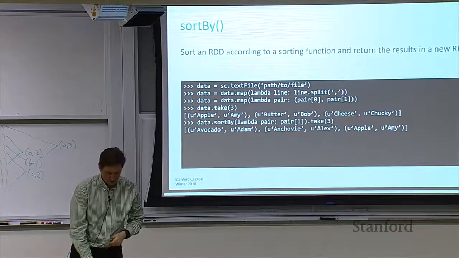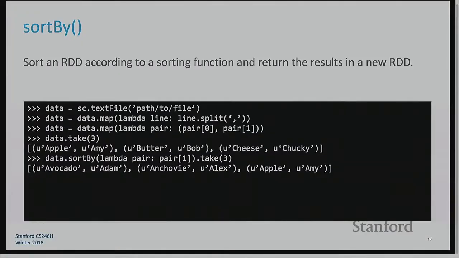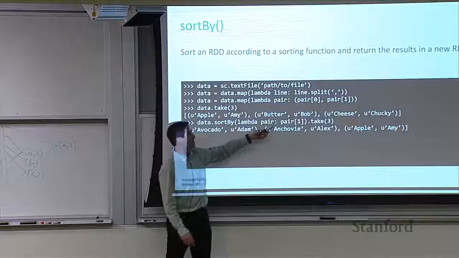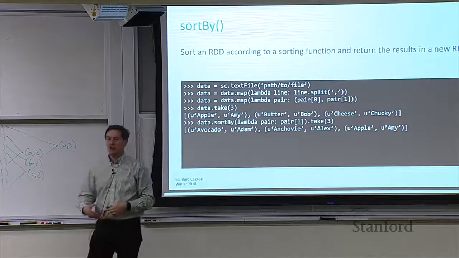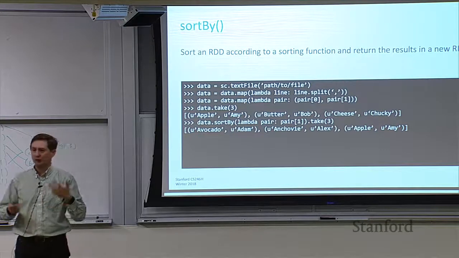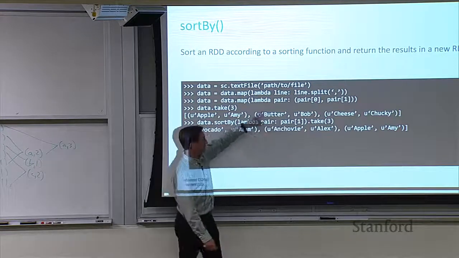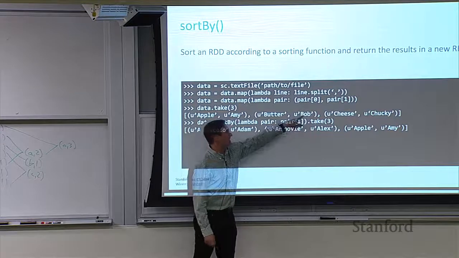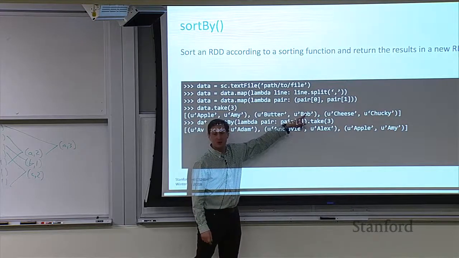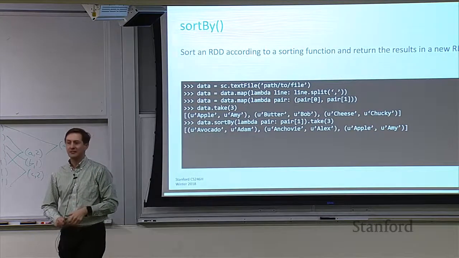All right. Sort by does what it says, and you can specify a sort operation if you want. Actually, sort by does specify a sort operation; sort does not specify the operation. So if you do sort by, it uses this to determine the thing by which it will sort, and then that will be sorted in natural order. So in this case, because this is a tuple, I'm going to grab the second element of the tuple and sort by that. So we're going to sort by the second item of each tuple, and it's just going to be natural order for that.